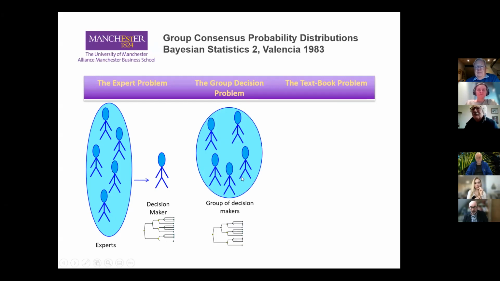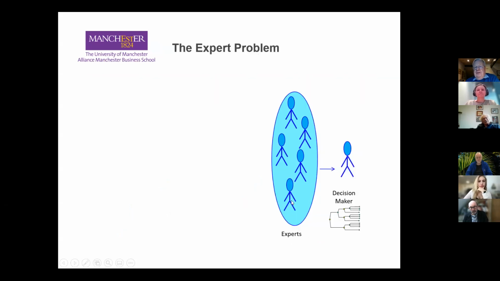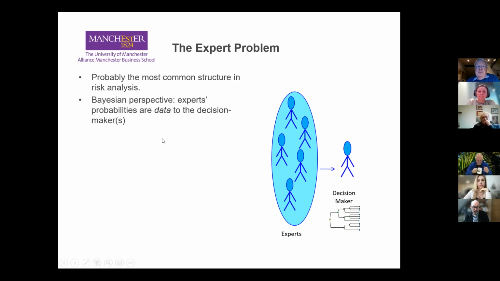Then you have a decision problem, perhaps more common, where you have a group of decision makers and they're jointly responsible for the problem, and it's their probabilities and utilities that drive the analysis. And the third one, where you don't have a problem, you just have a group of experts who are invited to write a report that will help deal with certain issues and undefined decisions out there. And if you look at those, it changes the way in each problem how you should think about them, or it does for me. This problem, the expert problem, is pretty much the common one in risk analysis.